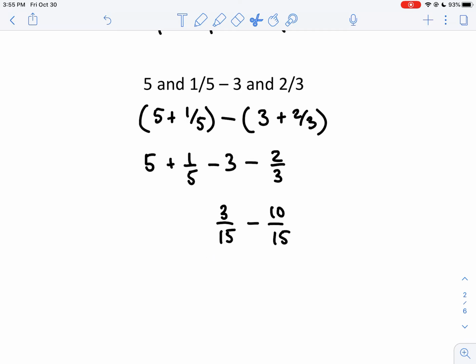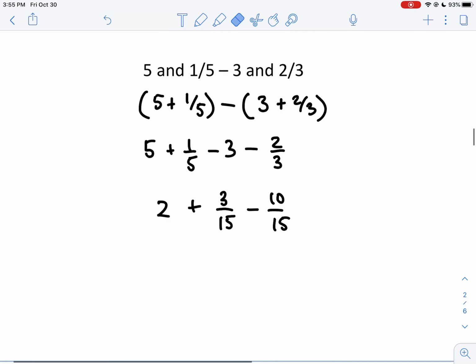So let's leave that like this. Let's do the 5 minus the 3, that's 2. So we have 2 plus, and then these fractions. Remember, you could think of subtraction as addition with a negative, and now that everything is addition, you can just move all these pieces around.